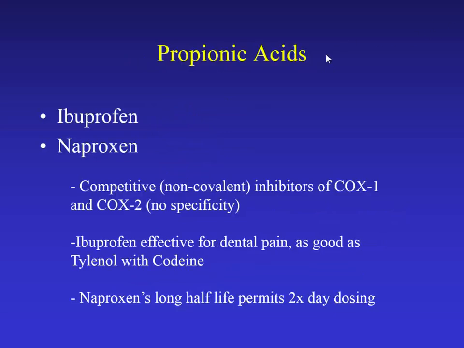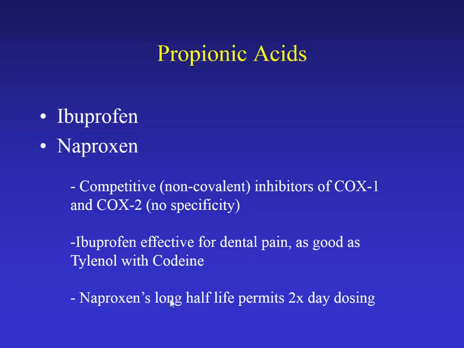The propionic acids are probably the most widely used class of nonsteroidal anti-inflammatory drugs. They include ibuprofen and naproxen. Again, they are competitive, non-covalent inhibitors of COX-1 and COX-2. They have very little specificity. They inhibit both enzymes in about an equipotent fashion. Ibuprofen has been studied extensively in the dental arena, and it's been found to be as good as Tylenol, which is acetaminophen, with codeine, and opioids. So ibuprofen is a pretty good analgesic, certainly in the dental arena.